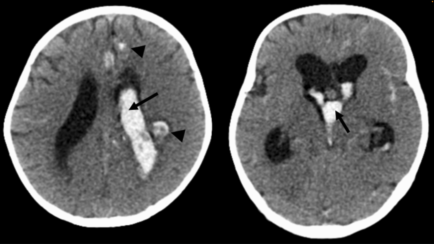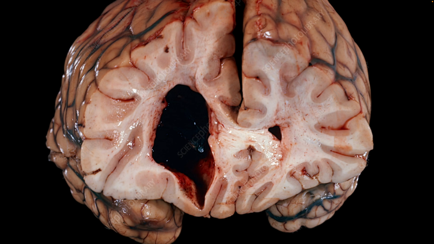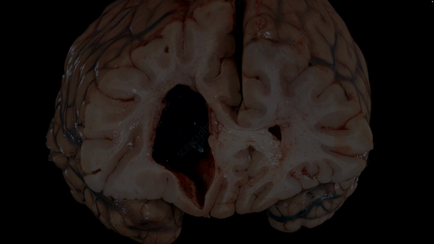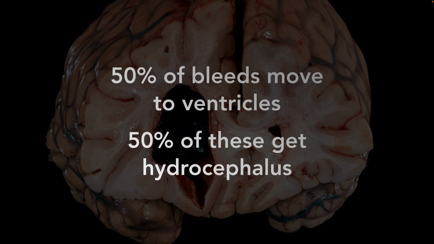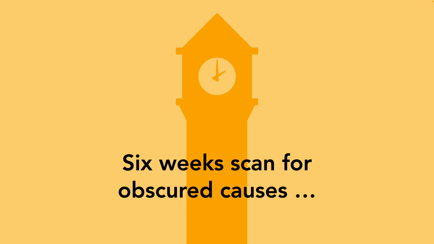Here we see an intraventricular hemorrhage, and it's a lot more common than you hope it is. There it is post-mortem. Actually, 50% of bleeds move to the ventricles, and 50% of these get hydrocephalus. So it's a pretty poor prognostic indicator when you do a CT head for a stroke patient, and you see not only a bleed, always comment on extension to ventricles, because it's very important for surgeons and prognosis. As is the follow-up scan.